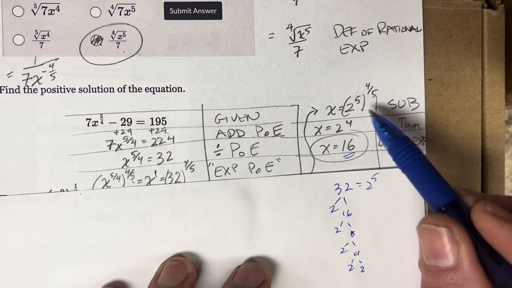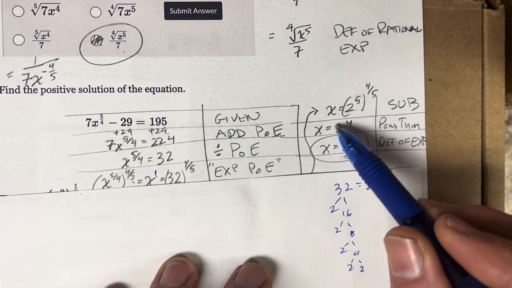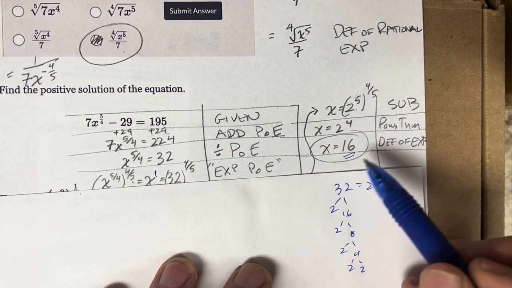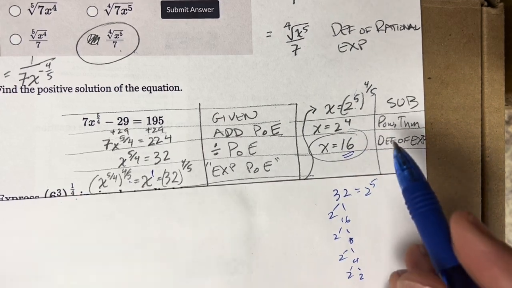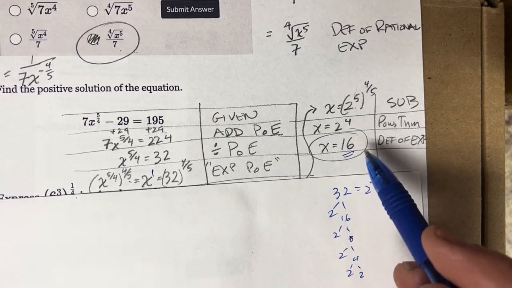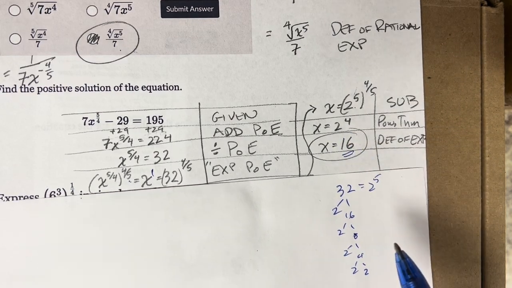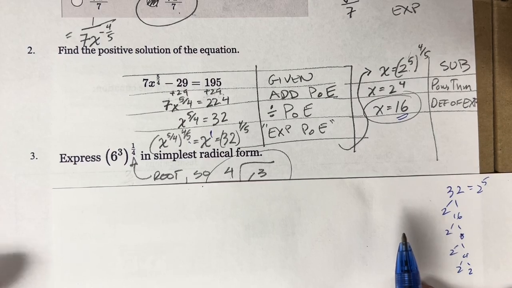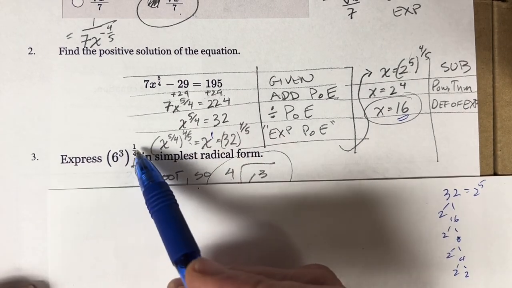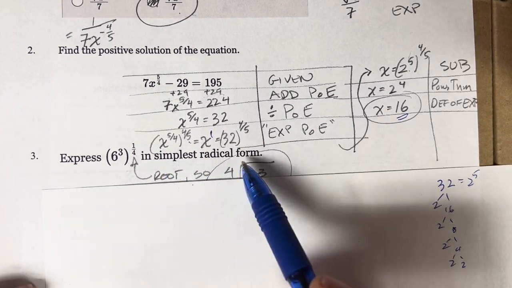Again, the reason is I'm making a substitution, then I'm applying the power theorem, and then I'm just using the definition of what an exponent is to expand it. Delta Math likes it in expanded form. 2 to the 4th is also a good answer. Okay, next one then, what is 6 to the 3rd power raised to the 1/4 in simplest radical form?